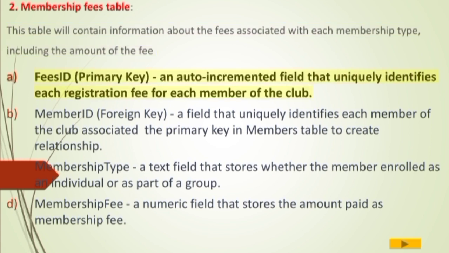A. Fees ID primary key, an auto-incremented field that uniquely identifies each registration fee for each member of the club. B. Member ID foreign key, a field that uniquely identifies each member of the club associated with the primary key in the members table to create a relationship. C. Membership type, a text field that stores whether the member enrolled is an individual or is part of a group. D. Membership fee, a numeric field that stores the amount paid as membership fee.